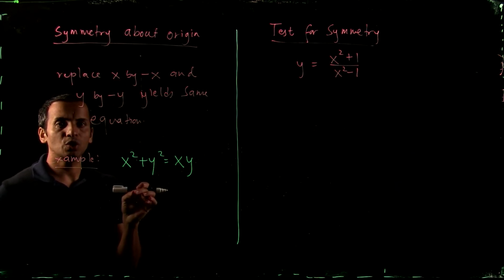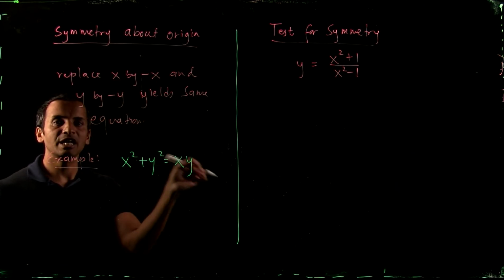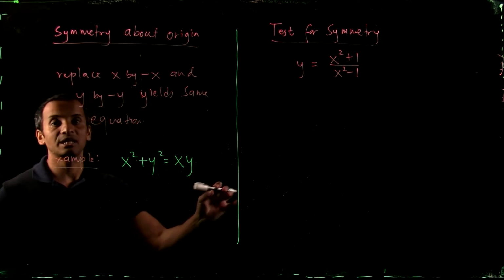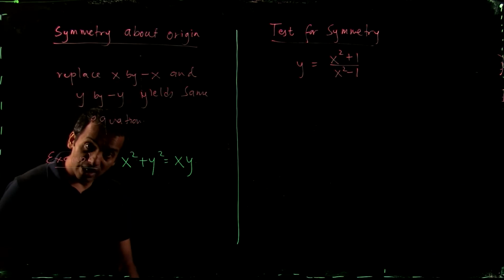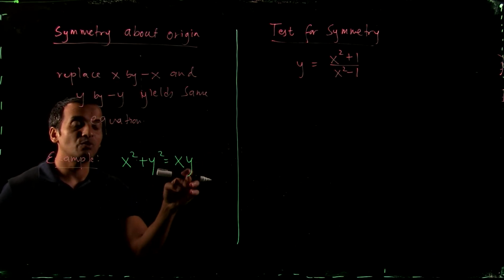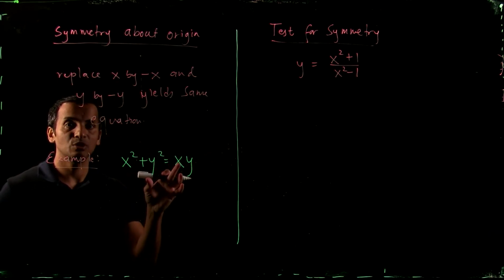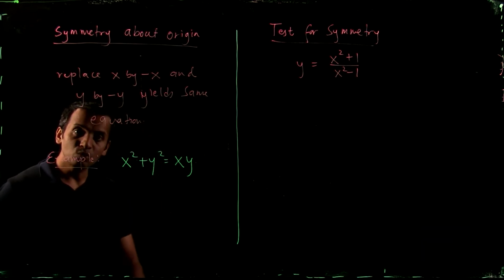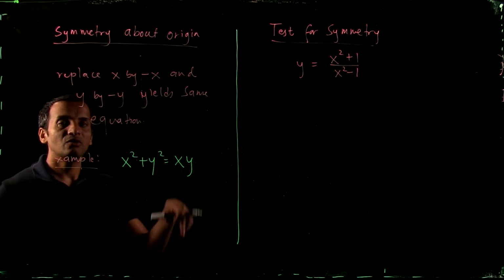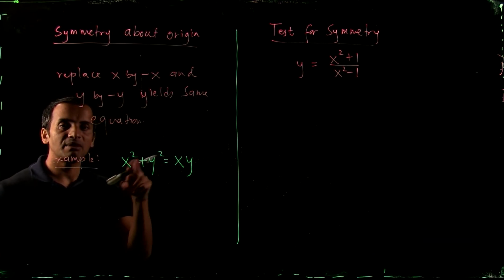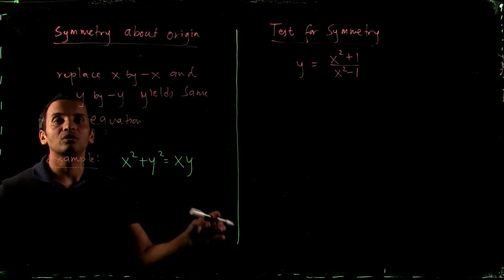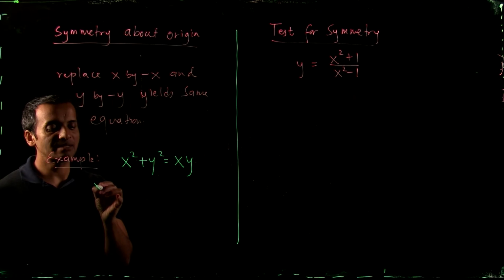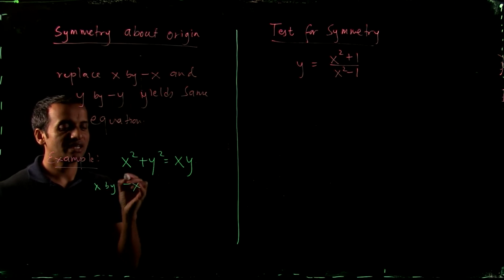So what we are going to do here is replace x by negative x and y by negative y at the same time. If you want to see the symmetric about x-axis only, you replace y by negative y and then see if you get the same equation or not. For x-axis only, replace y by negative y. For y-axis only, you replace x by negative x. But for the origin, you do both at the same time. So you replace x by negative x, and then y by negative y.